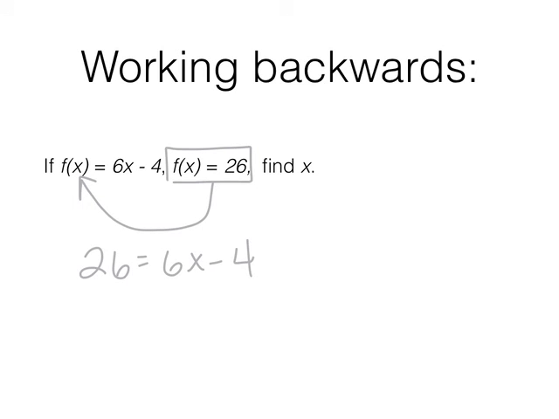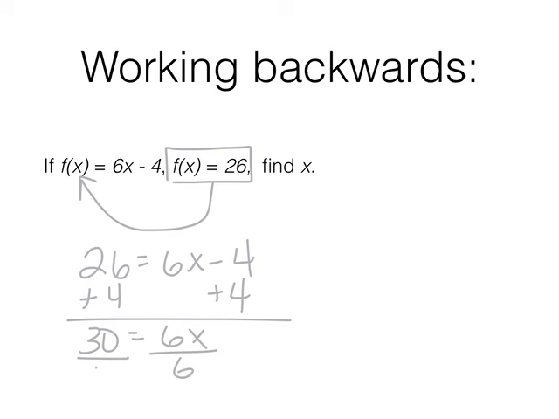If I now solve my equation by adding 4 and then dividing by 6, I have found the mystery x value. That x value that they had plugged in, it was 5. So we can work backwards to find that missing x value. So make sure you know the definitions and the uses of domain and range, and how we'll be using the different operations with the function rules with f of x. And I'll see you guys in class.